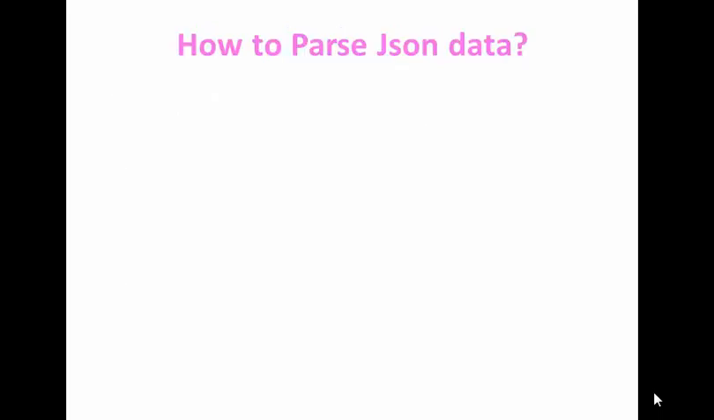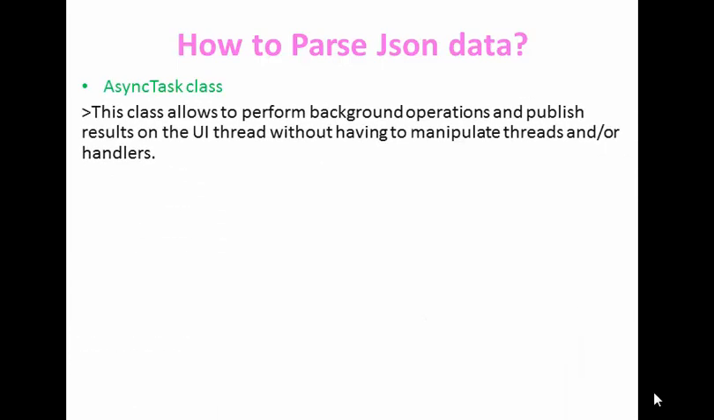Now, how to parse JSON data in Android? Using the AsyncTask class. This class is used to perform background operations and publish results on the user interface thread without having to manipulate threads or handlers. AsyncTask is defined by a computation that runs on a background thread and whose result is published on the user interface thread.